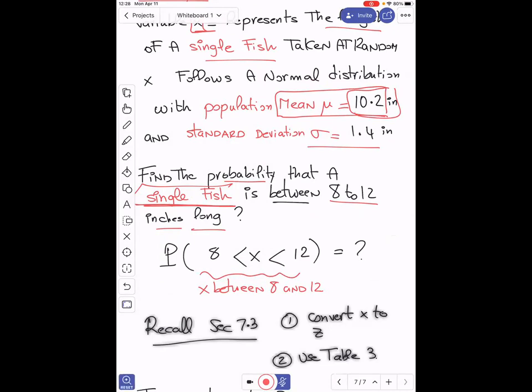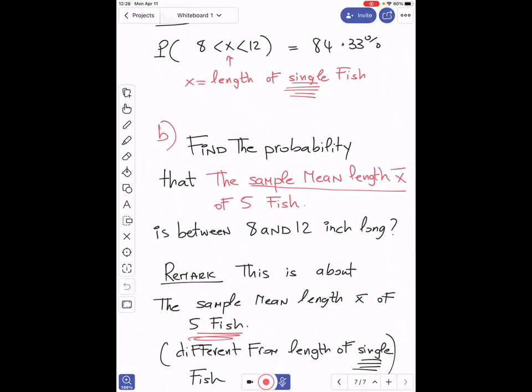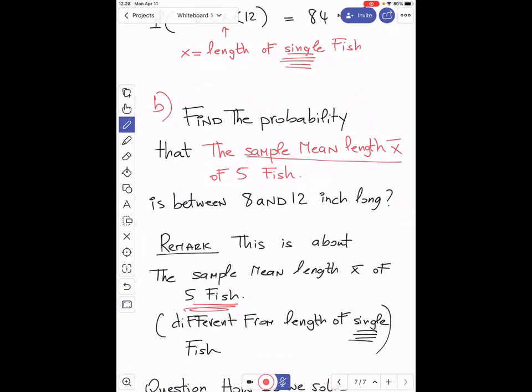Okay, and then in the next question, question B, it's about the sample mean x bar of 5 fish. So it's not the mean of all the fish in the lake, but just of 5 fish, right? So there is a difference between the population mean and the sample mean. Here we have a sample of 5 fish. So the size of the sample here is 5 because we took 5 fish, and we are looking for the mean length of the 5 fish.